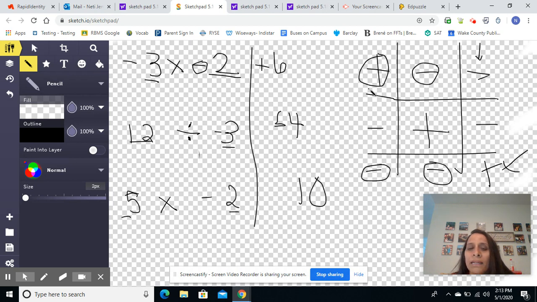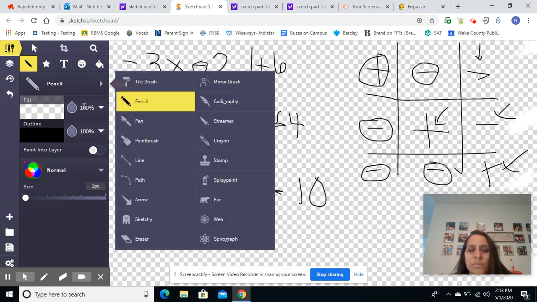We're looking at a positive again times a -2, and that should give us a -10. So what happens here? If we multiply a negative times a positive, we still will get a negative. Okay, so that's one way you could do it. You could draw this tic-tac-toe board and get your answers that way.